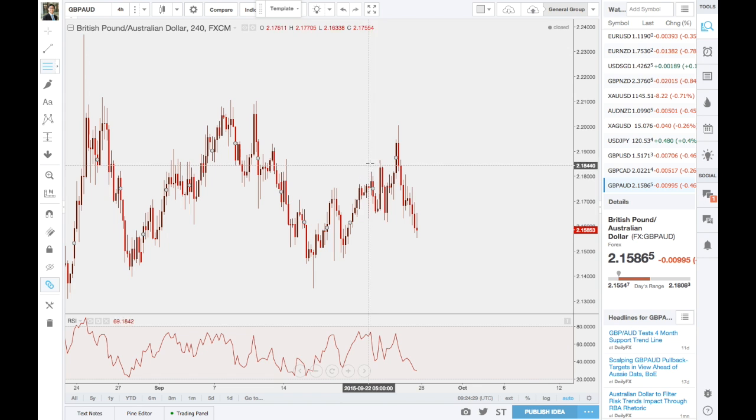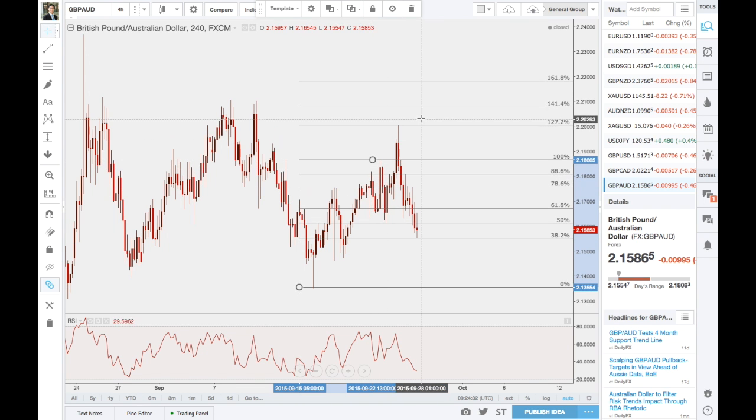Alright, so let me pull in the 2. So the extension from here to here is that this point has to hit at least a minimum of 127 extension and cannot exceed the 141.